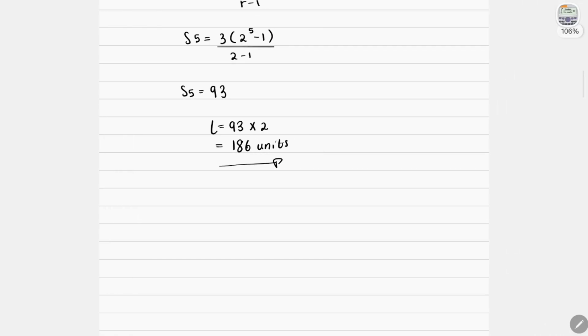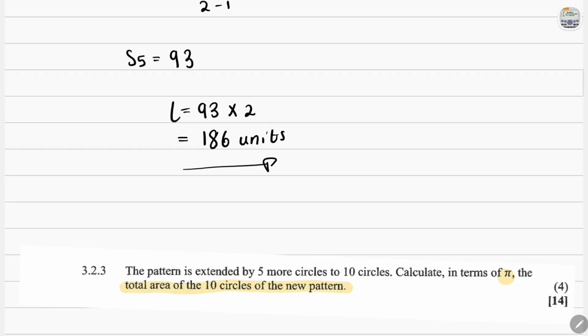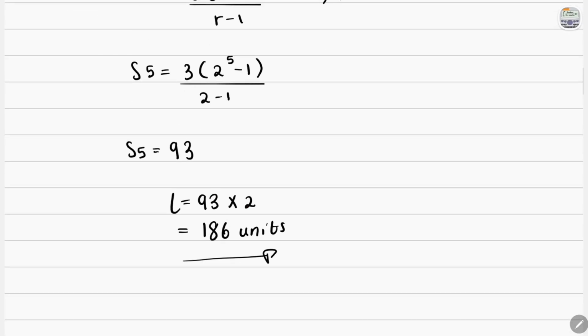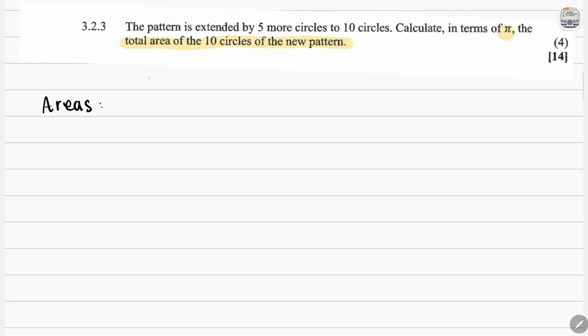And moving on to the next question. Question 3.2.3 says, the pattern is extended by 5 more circles to 10 circles. Calculate in terms of pi the total area of the 10 circles of the new pattern. Okay, so we have a new pattern and now it refers to the areas of our circles. So remember that the first circle has a radius of 3 units. So this is what that area is going to look like.